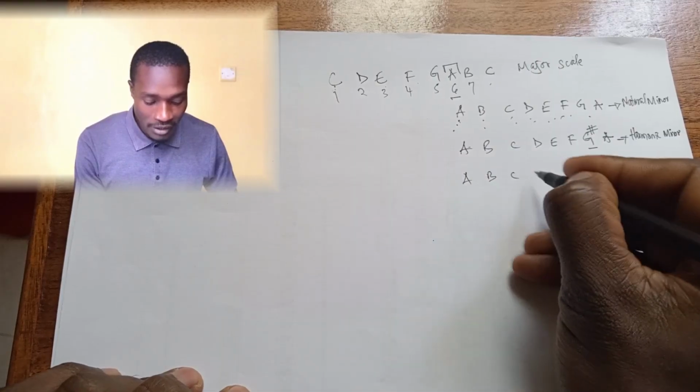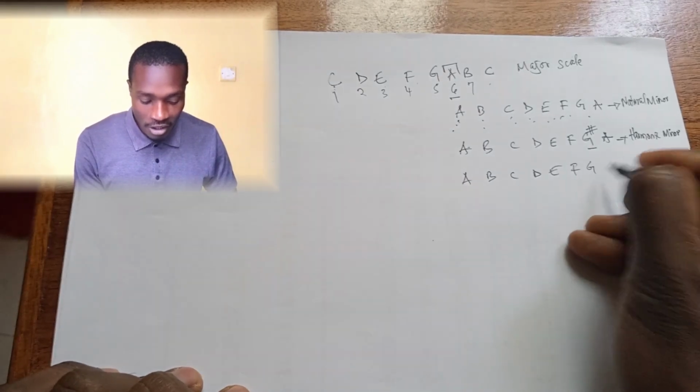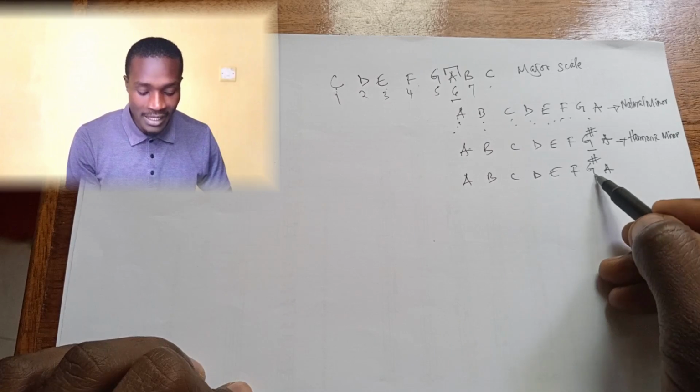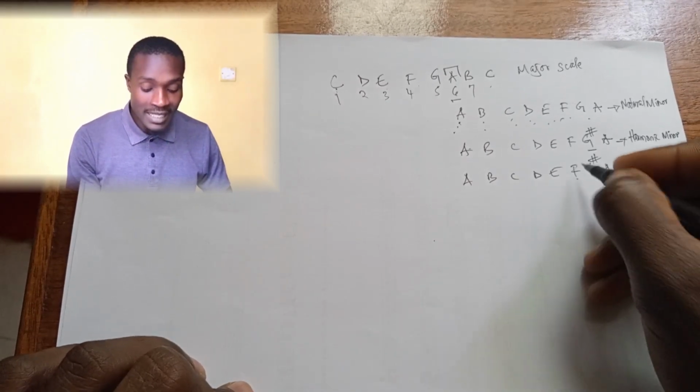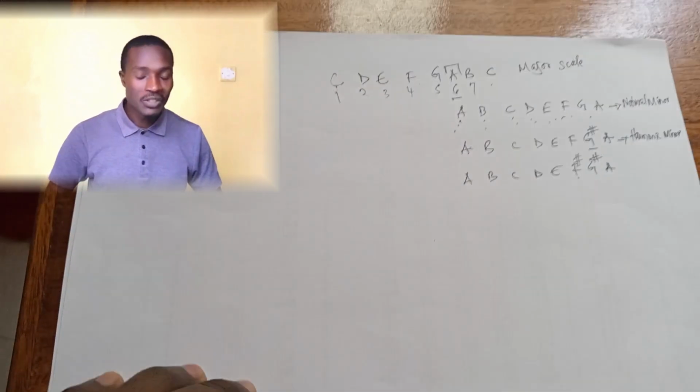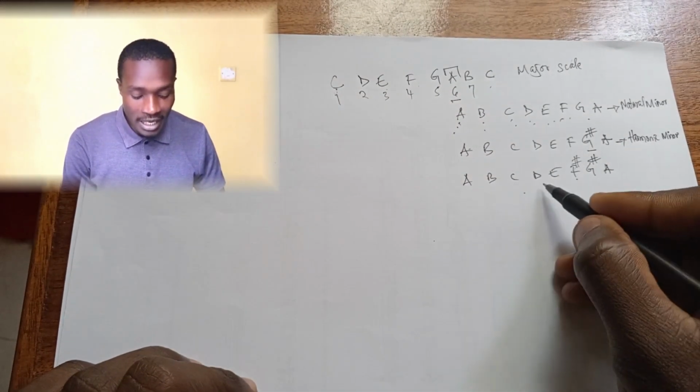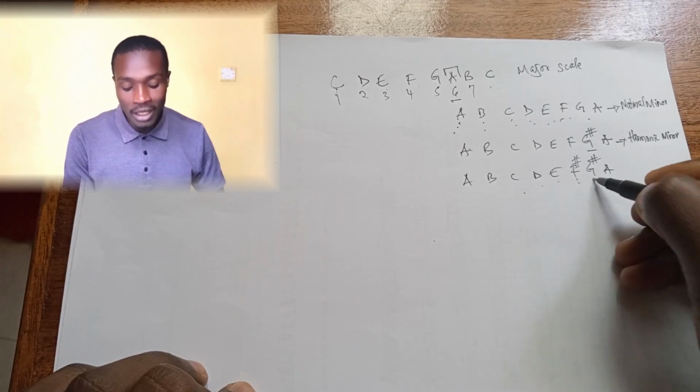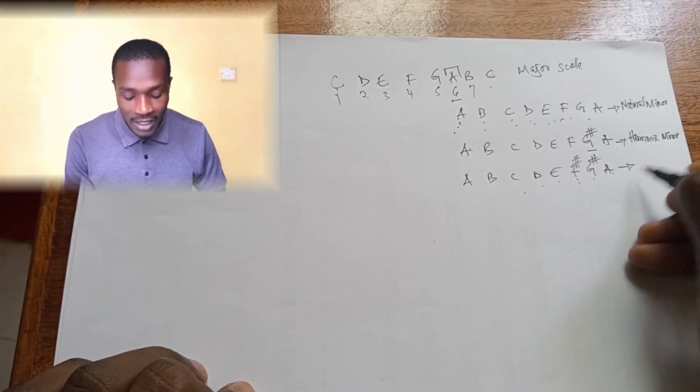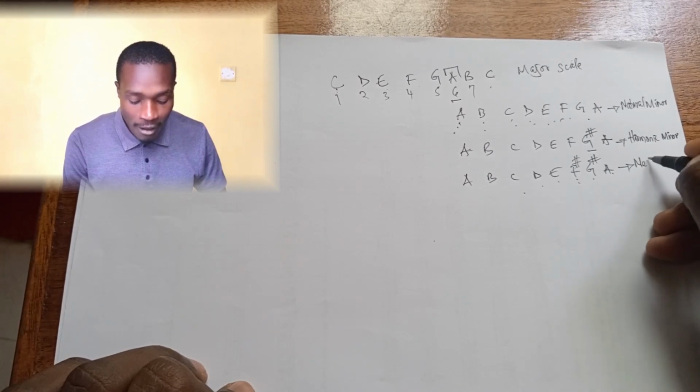We can have another form of minor scale, which is the melodic minor scale. We have A, B, C, D, E, F, G, A. The harmonic minor scale had only the seventh being raised, but now the melodic minor scale is going to have the sixth and the seventh being raised. Now if we raise the sixth, this one is our seventh, the sixth is going to be F. Now if we raise F, we are going to have F sharp. So we have A, B, C, D, E, F sharp, G sharp, then back to A. This one is going to give you the scale of melodic minor.